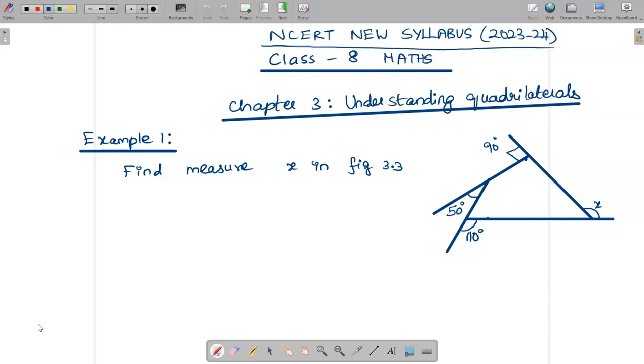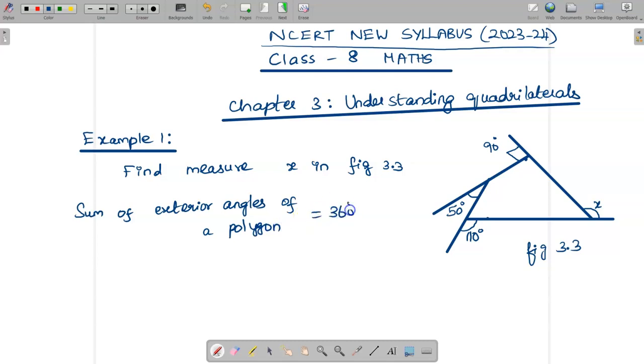Here they have given one polygon and we need to measure x from figure 3.3. So this is figure 3.3. In this figure we need to measure the exterior angle x. For this we need to know one formula: the sum of exterior angles of a polygon is given by 360 degrees.